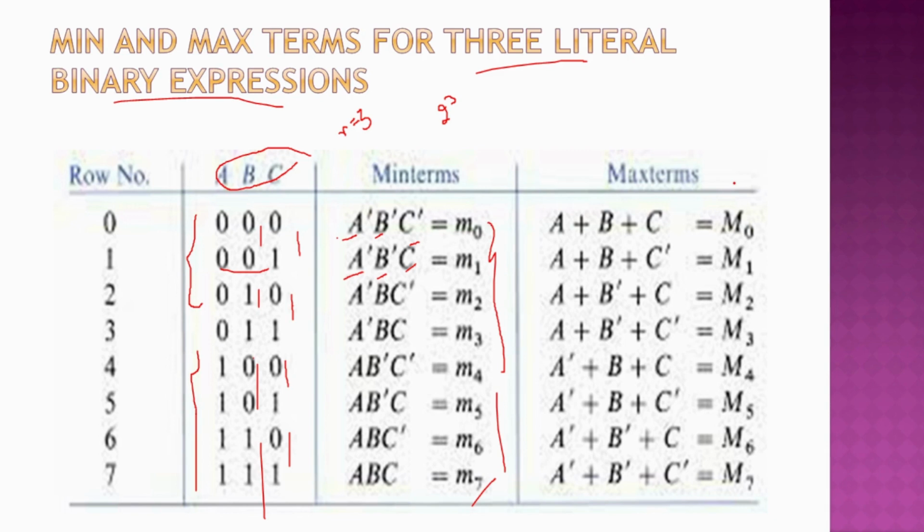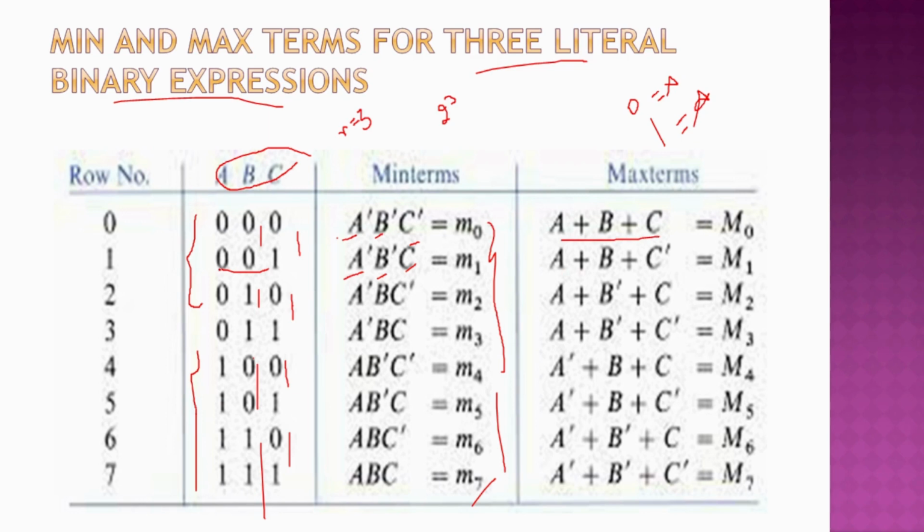In Maxterm, it is the opposite of the minterm. Here you need to mention A plus B plus C. The first value is 0 0 0. In Maxterm, the 0 means you need to write the variable itself. 1 means it will be written as the complement of the variable. So in the first row, all 3 variables are 0, so M0 is represented with A plus B plus C.